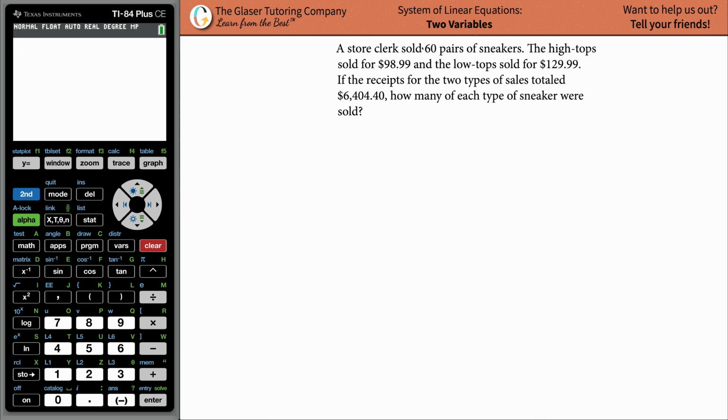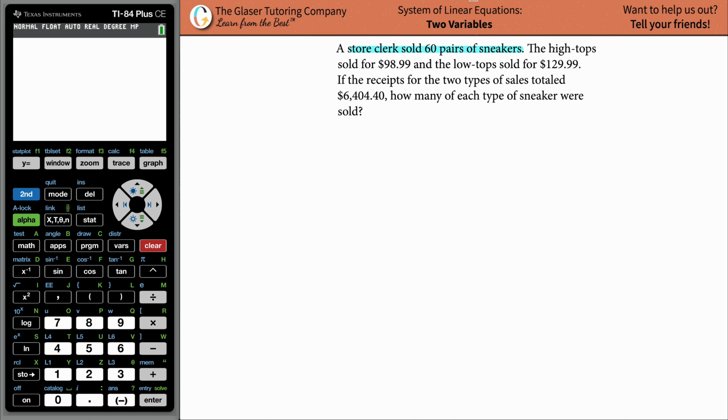So in this question, it says a store clerk sold 60 pairs of sneakers. Okay, so this clerk sold 60 total pairs of sneakers.